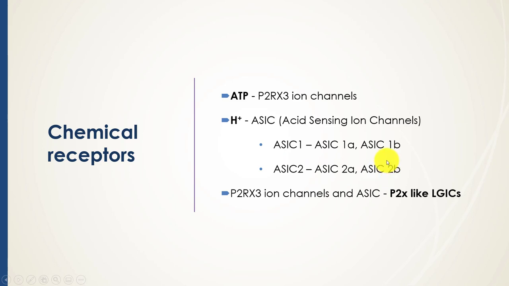See, acid-sensing ion channels also belong to ligand-gated ion channels. In fact, acid-sensing ion channels and P2X receptors are both grouped together in a large superfamily of ligand-gated ion channels known as P2X-like ligand-gated ion channels, right? So this is a superfamily, and within this superfamily, we find these members like acid-sensing ion channels and P2X, right?